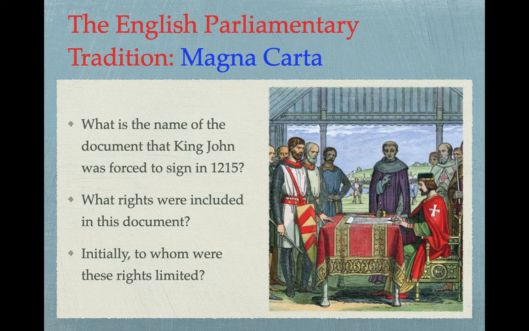The document that King John is forced to sign in 1215 is called the Magna Carta. It translates roughly from the Latin as important document or big document. This is the first real restriction that is put on the English monarch's power. Before that, the monarch could do whatever they wanted, whenever they wanted, and the only thing that would limit them would be someone killing them, really and truly.